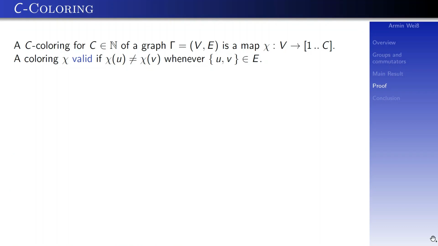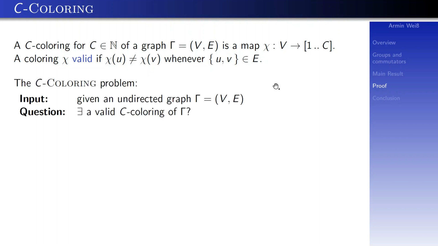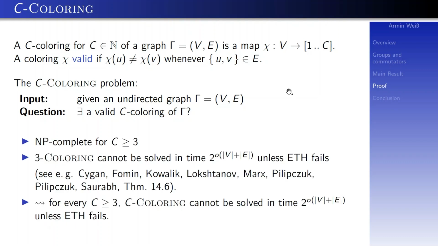Now let's look into the proof of the main result. For showing hardness, we reduce the C-coloring problem to equation SAT and equation identity. A C-coloring of a graph is just a map from V to some set of colors, and we say it's valid if the two endpoints of an edge are colored with different colors. The C-coloring problem asks: is there a valid C-coloring? It's well known that this problem is NP-complete. And actually, under the exponential time hypothesis, it can be shown that there is no 2 to little o of number of vertices plus number of edges algorithm, unless ETH fails.